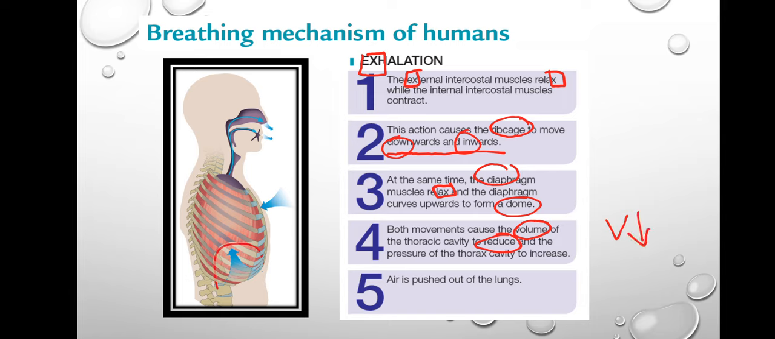So volume and pressure always work opposite. When volume decreases, pressure will increase. When the volume increases, pressure will decrease. So here you reduce the volume, the pressure increases. So the pressure in the cavity increases, it will push the air out from the lung. So that is how we memorize the exhalation steps.